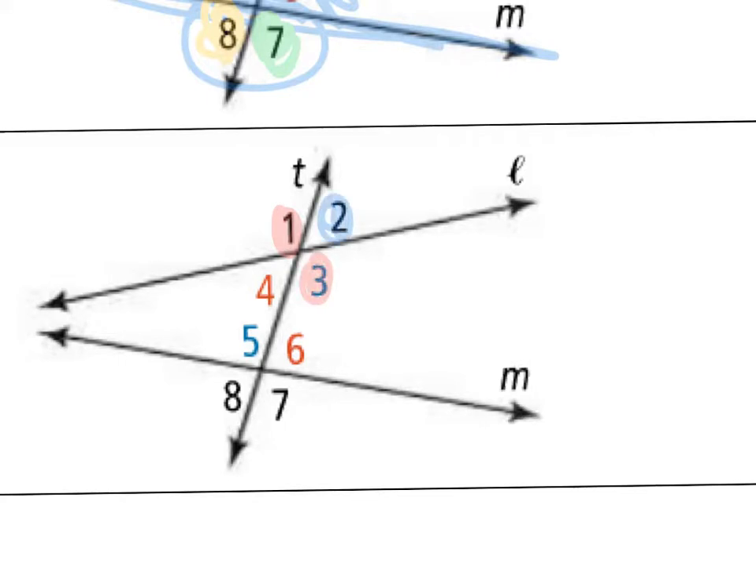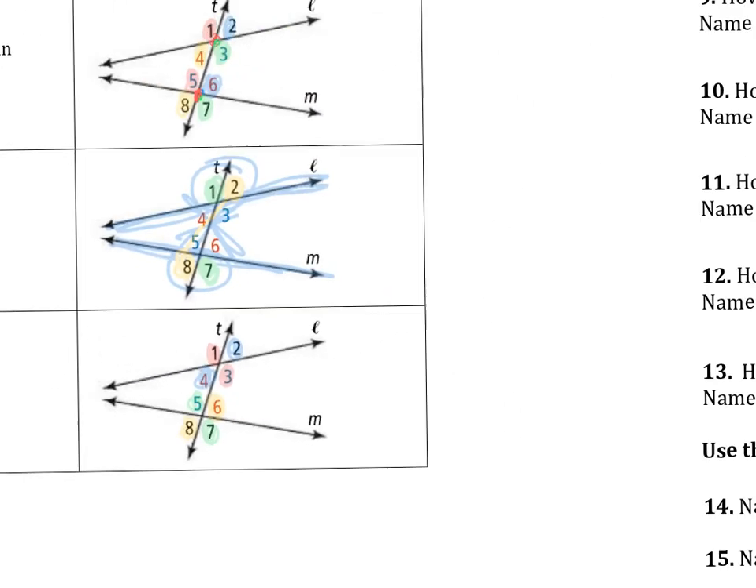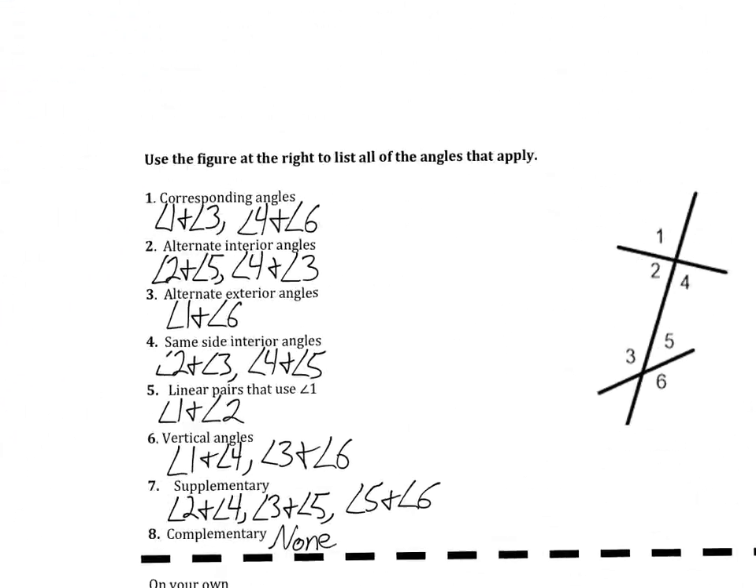2 and 4 look like they make an X. 5 and 7 look like they make an X. And 8 and 6 look like they make an X. So I'm just looking for everything where, when you put them together and they share a vertex, they make an X. Okay, so now let's try and actually do some problems.